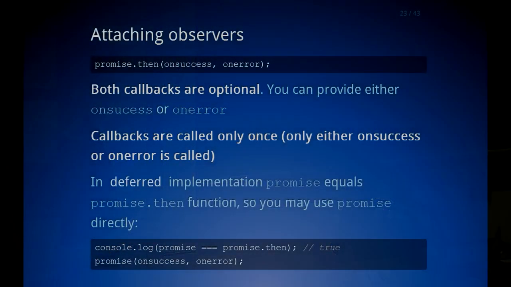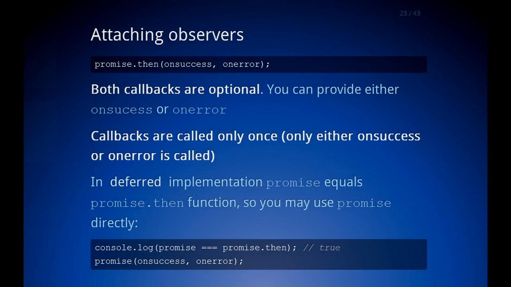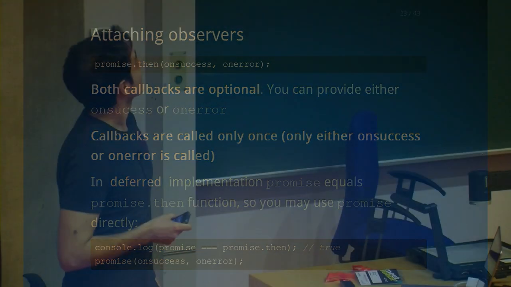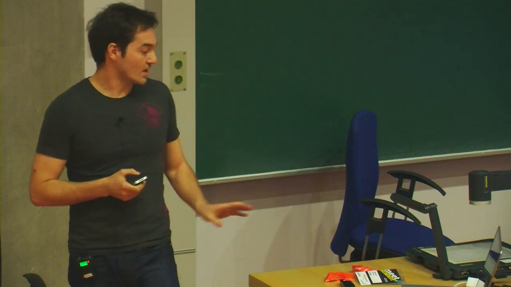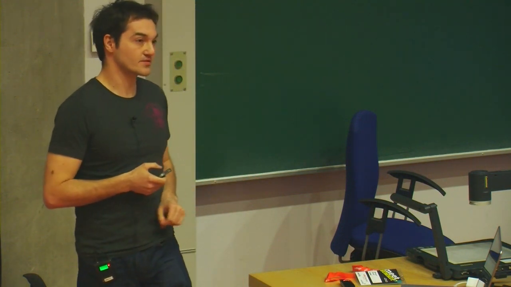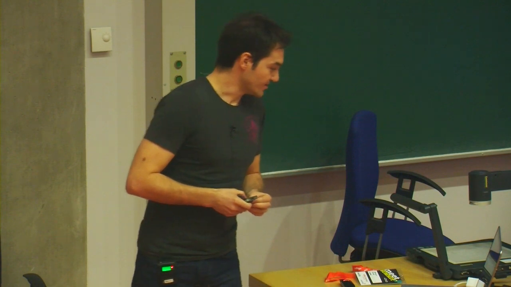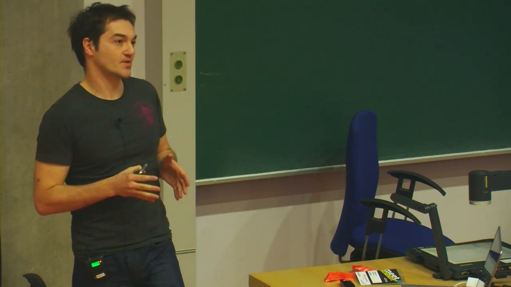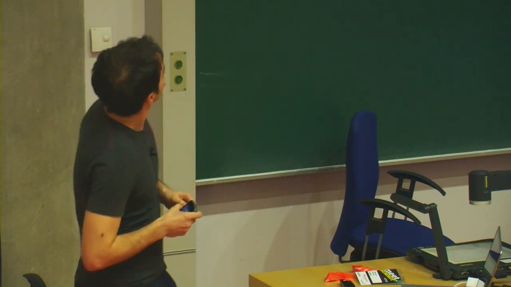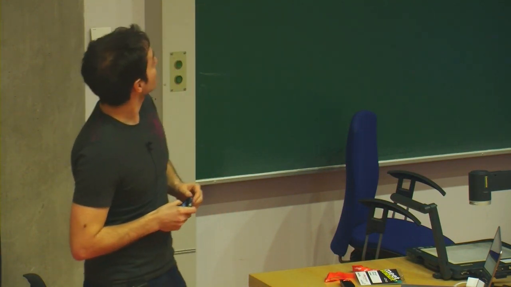Attaching observers. In most known promise implementations, you do it this way. There is a then method on the promise, and you put in an on-success and/or on-error callback. Both callbacks are optional. You can provide either on-success or on-error. Callbacks are called only once, and only either on-success or on-error is called. In the deferred implementation, promise equals promise.then. So basically, promise is the promise then function. So you can use it directly, like it's below: promise(onSuccess, onError).